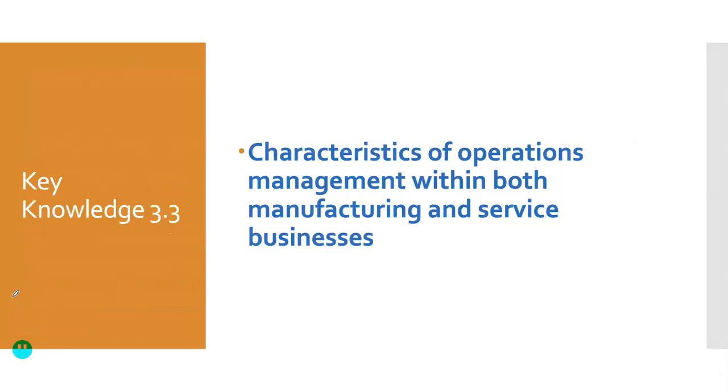If we look at the specific key knowledge point in our study design, we're going to need to know the characteristics, and that is going to be an important word in questions, particularly for exams, between the characteristics of the operations management system within both manufacturing and service businesses. So our goal in this video is to understand what a manufacturer and a service business are, and then we're going to look at the key characteristic differences in how they turn inputs into outputs.